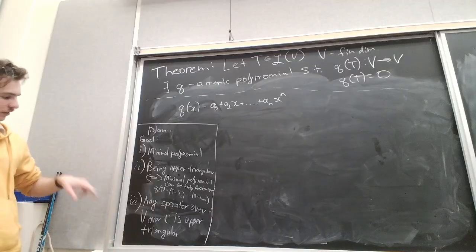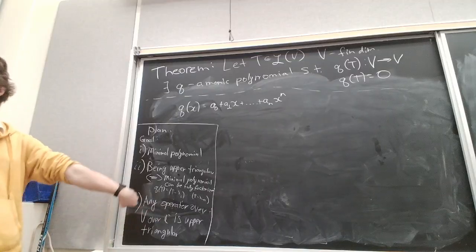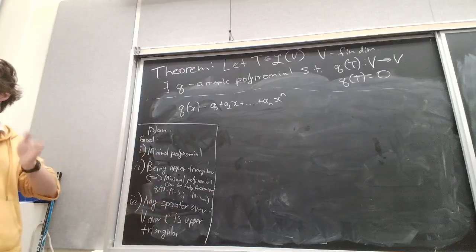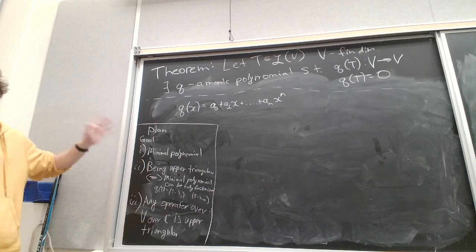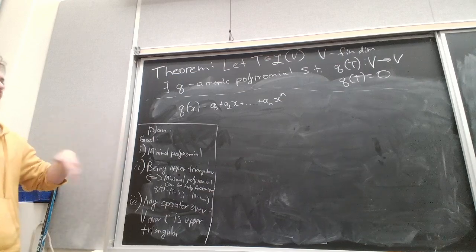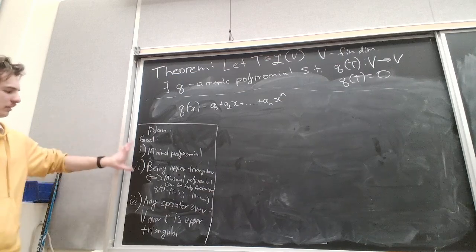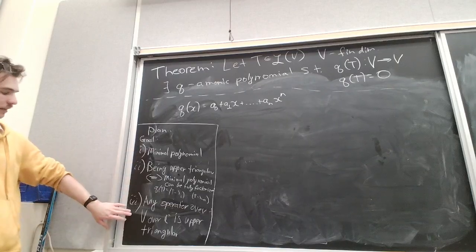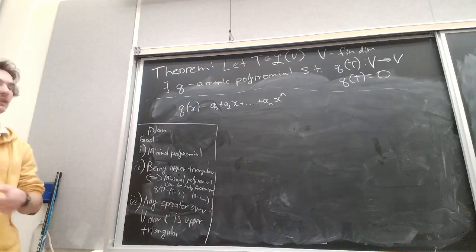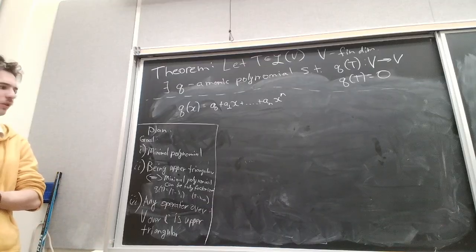In Axler's third edition, he proves this point 3 directly. But then in point 4, he does it by discussing the minimal polynomial first. All these things are equivalent, but it's an interesting story to realize that these two facts are true for any field, and then this uses the fact over C at the end. Okay, that's the goal.